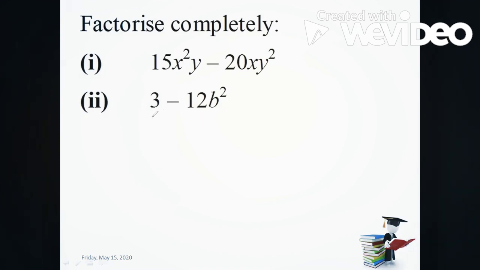So the highest common factor there, well, we have 3 and we have 12. We can't use b as a factor because there's no b on the left hand side here. So 3 is our only factor. And once you get the factor, you divide the factor into each term.